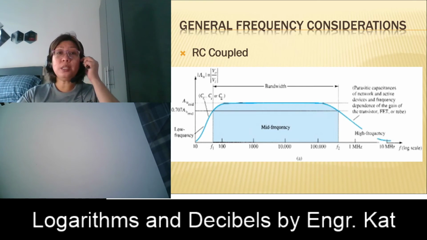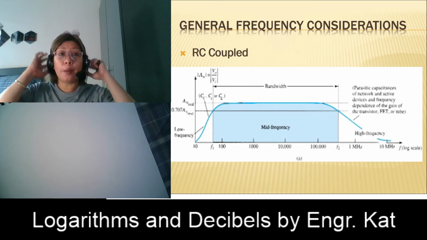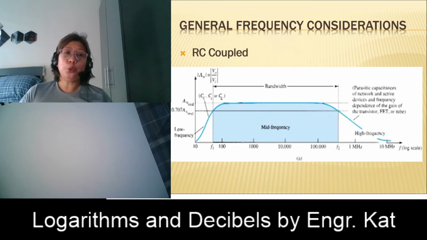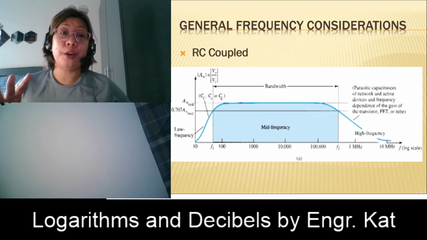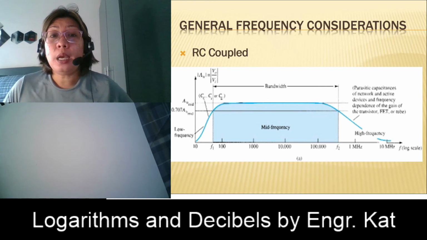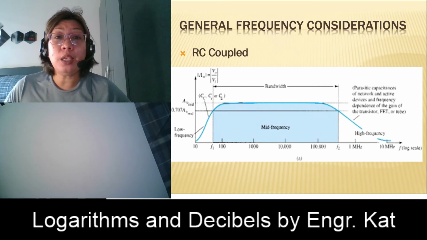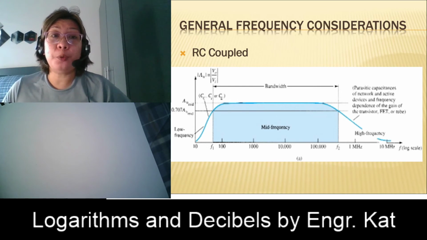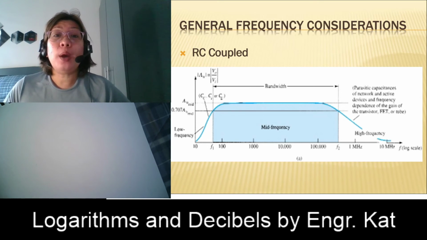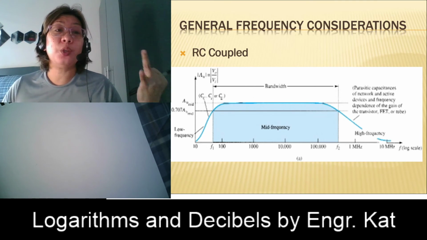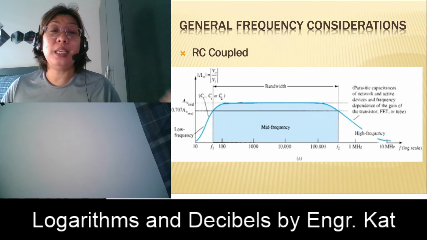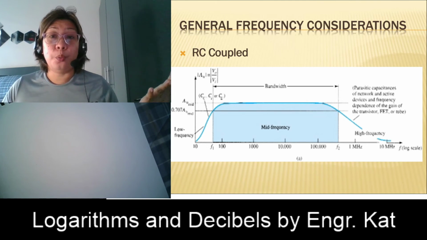So, general frequency considerations for an RC coupled amplifier. That means you use a capacitor to couple or connect your input signal to your amplifier, and your amplifier to the output signal. Usually, this is our curve, our frequency response. What causes the lower cutoff frequencies are your source capacitance, your output capacitance, and your bypass capacitance, your CE, your CS, and your CO, CC.